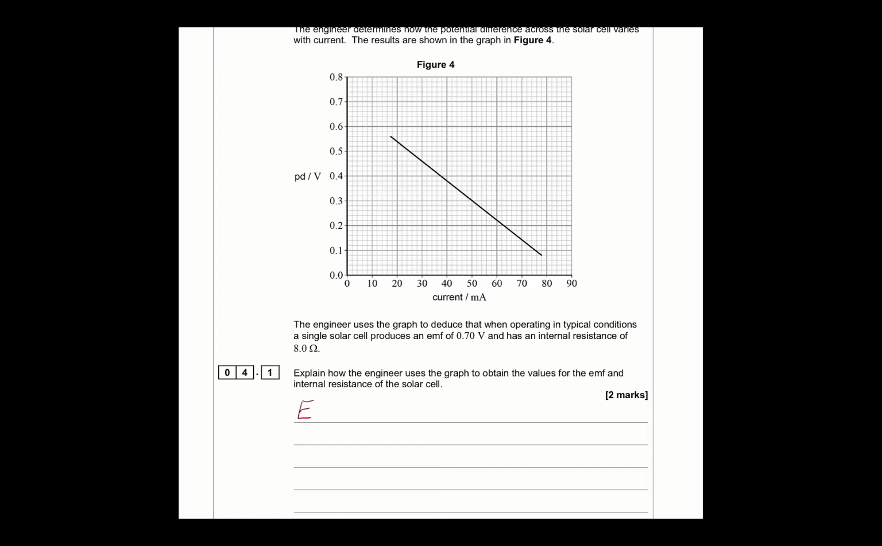Very straightforward. Your EMF is the y-intercept of the line of best fit. Okay, so your y-intercept, that's your EMF. Internal resistance is the negative of the gradient. Just pay attention to units though, but that's how you would find these values from this graph.